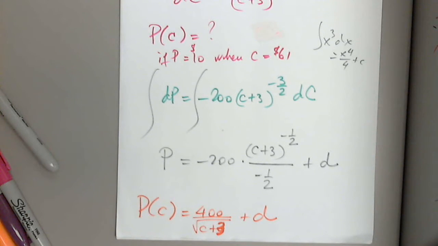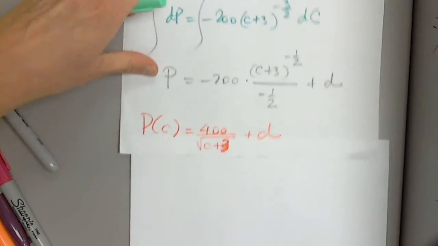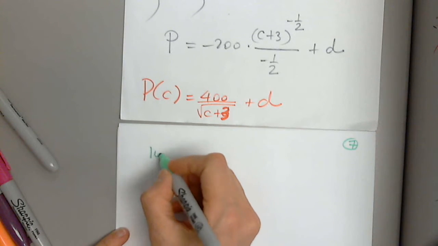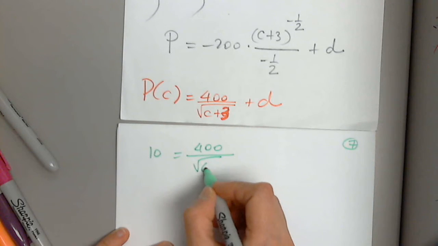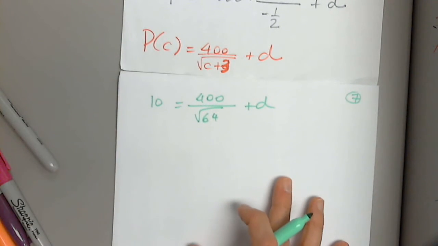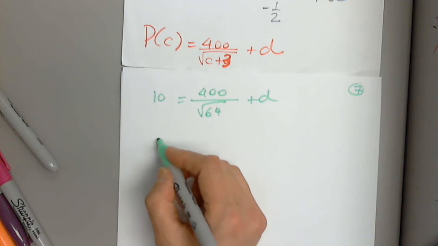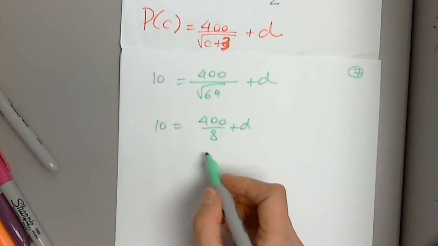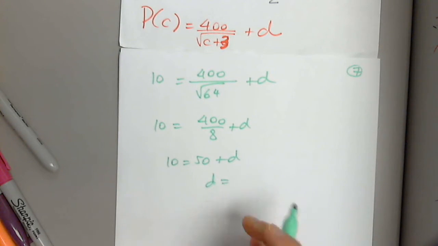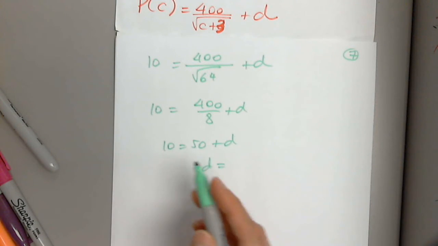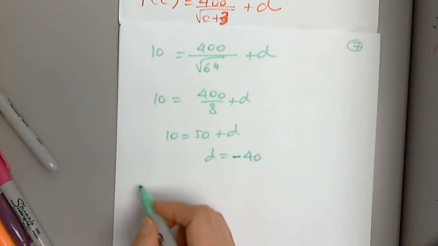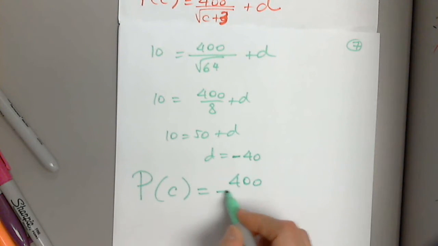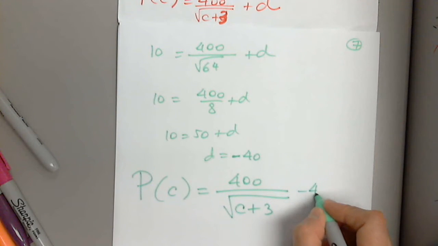P is 10 when C is 61, to find D. So 10 equals 400 divided by the square root of 61 plus 3, which is 64, plus D. How much is the square root of 64? Good. So 10 equals 400 divided by 8 plus D. How much is 400 divided by 8? 50. So 10 equals 50 plus D. So how much is D? When I move it to the other side, it becomes negative, so negative 40. So we have finally the unique function: 400 divided by the square root of C plus 3, minus 40.